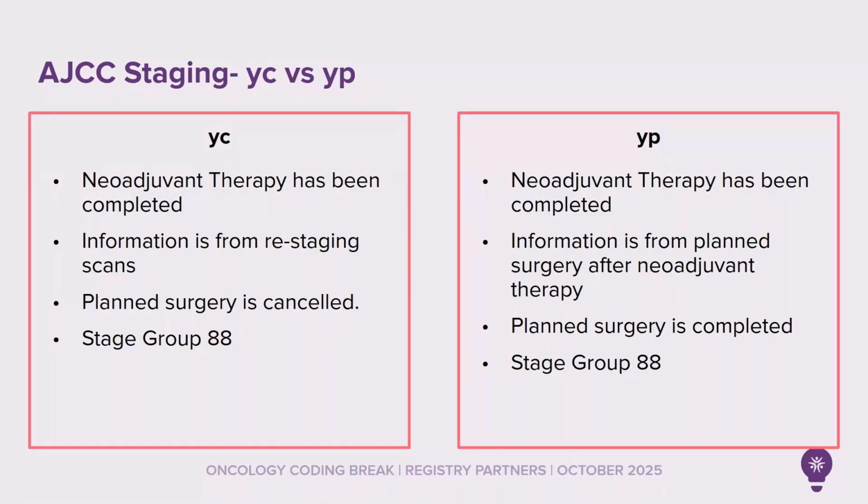YP stage is assigned from the planned post-therapy surgery. The surgery would be completed as planned. Only one of these stages is required once neoadjuvant therapy has been completed per AJCC, and the stage group will be assigned as 88, not applicable. These cannot be assigned a stage group because there's not a prognostic stage group table for us to use.